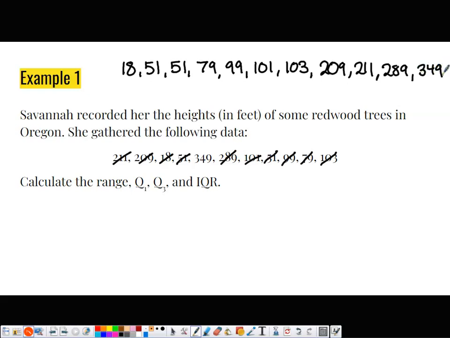Okay, so we rearranged these numbers from least to greatest. Let's check. 1, 2, 3, 4, 5, 6, 7, 8, 9, 10, 11. 1, 2, 3, 4, 5, 6, 7, 8, 9, 10, 11. Good.